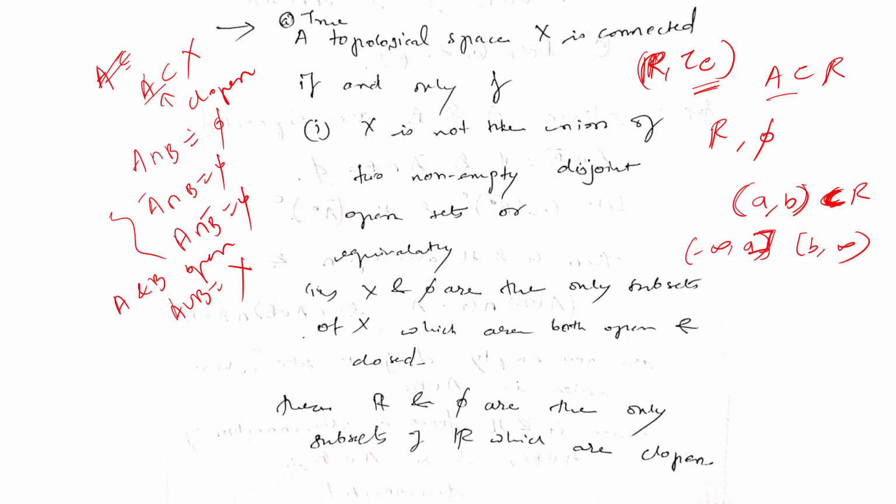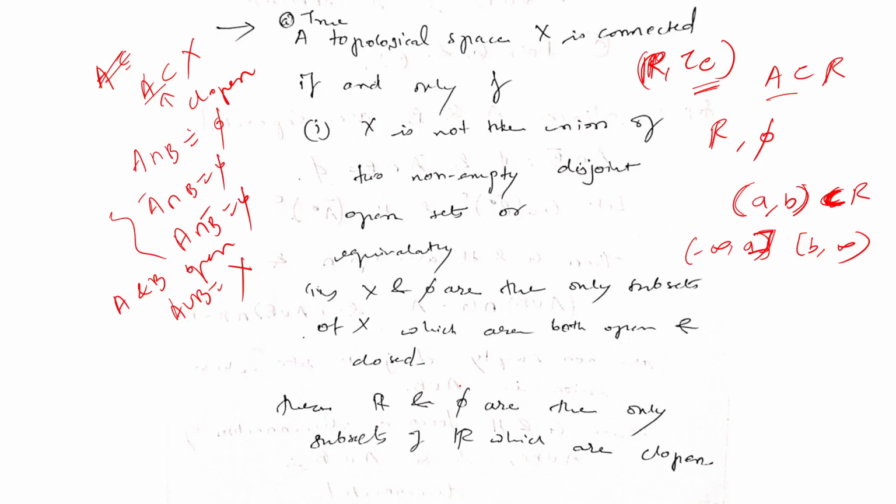Let me just explain it, then we will see to it. A topological space X is connected if and only if X is not the union of two non-empty disjoint open sets. Or equivalently, we can say that X and the empty set are the only subsets of X which are both open and closed. In that case, we will say that the particular space is connected.